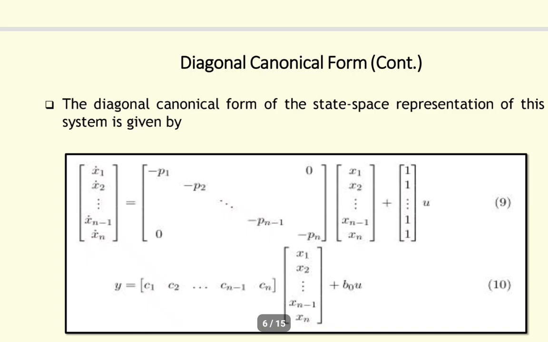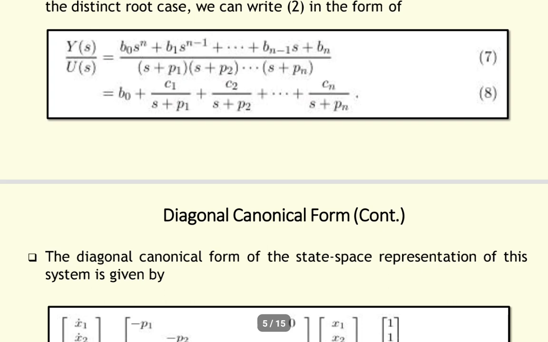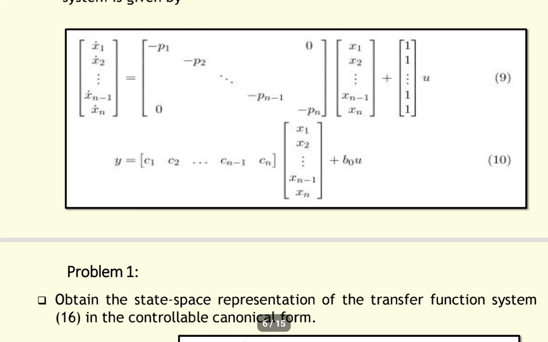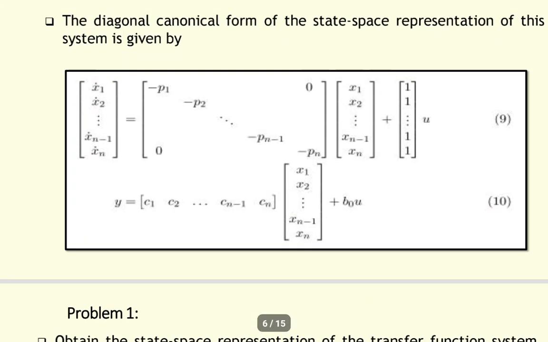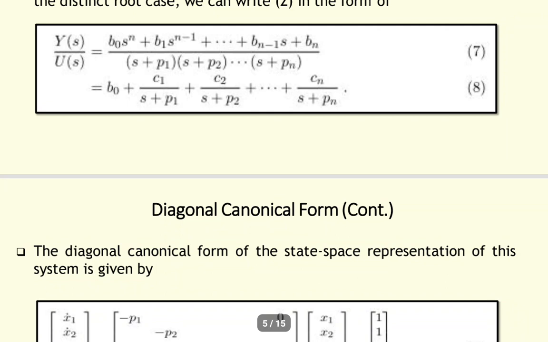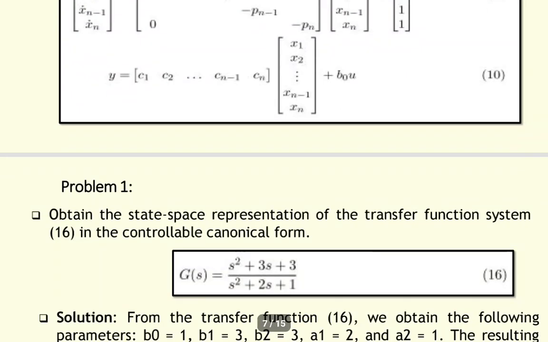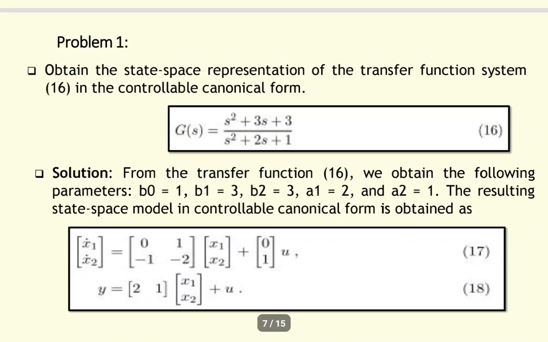And for the C output matrix, y is equal to c1, c2, so on up to c(n-1), cn. That means the coefficients from the partial fractions will be available in the output matrix, c1, c2 up to cn, times the state variables, plus b0 into u, because b0 is available here in isolated form. That's why b0 into u is available, that is, b0 is the D matrix. Okay, D into u.